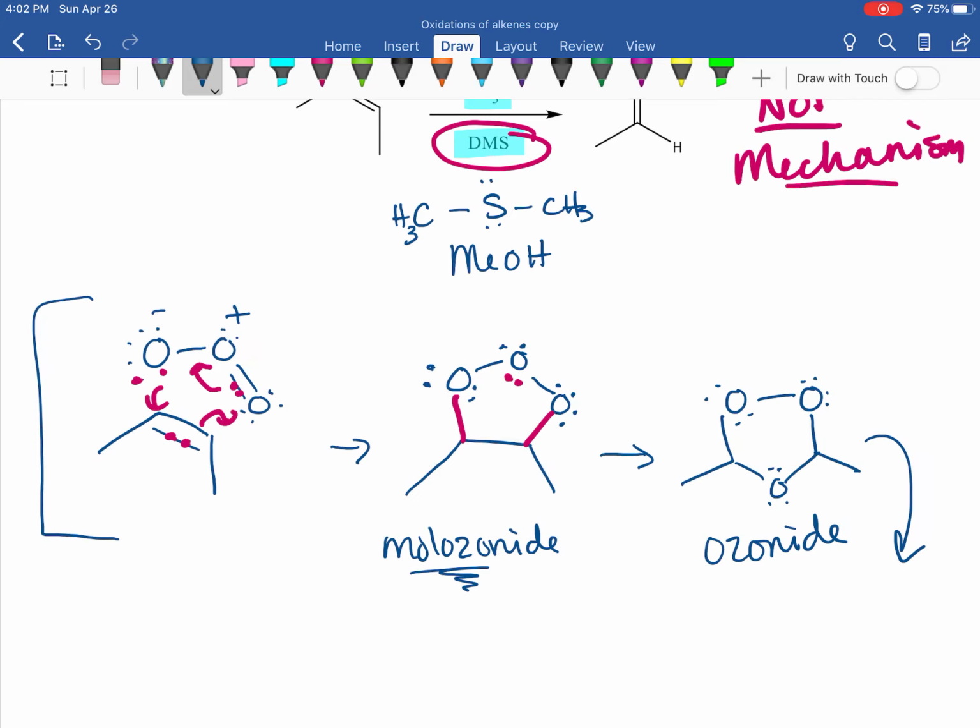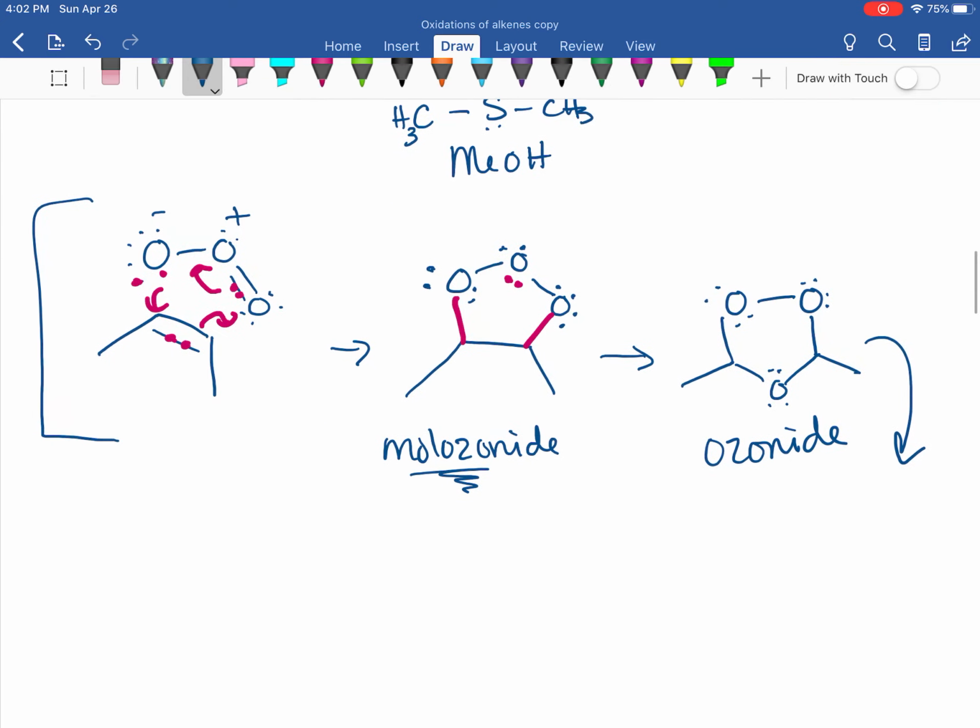But you have to be careful in isolating these. Back in the 60s and 70s, people were going crazy trying to figure out the mechanism for ozone. They're trying to isolate these malozonides and ozonides, and they're actually quite explosive. So you would be trying to take your reaction mixture and put it on your rotovap and remove your solvents, and it would blow up. And on one hand, you'd feel like, okay, I just made something that's awesome. And on the other hand, oh, you just lost everything because it just blew up.